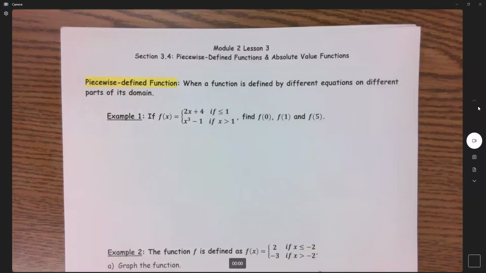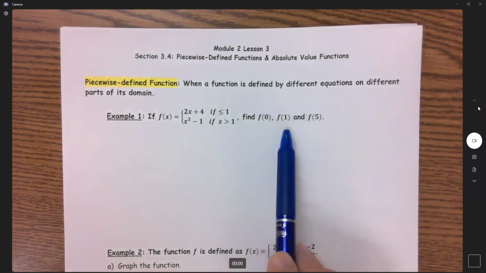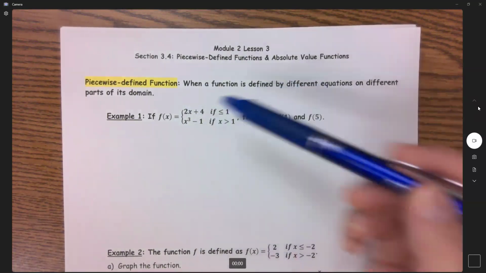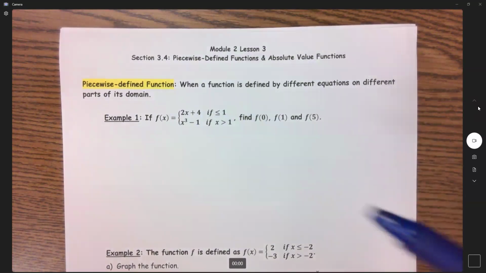Last video, I showed you some examples of piecewise defined functions, and I actually already read through this definition, but I'll read through it again. The definition of a piecewise defined function is when a function is defined by different equations on different parts of its domain. So in this first example, all we are doing is evaluating f of 0, f of 1, and f of 5 if this is my piecewise defined function.